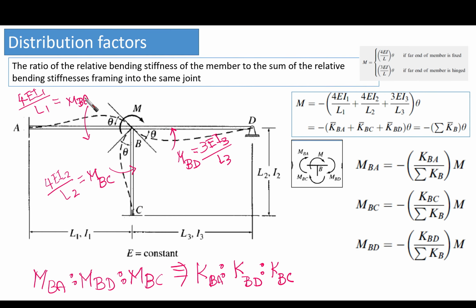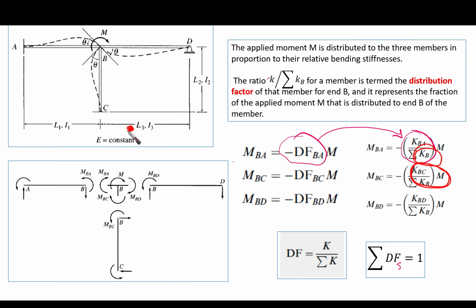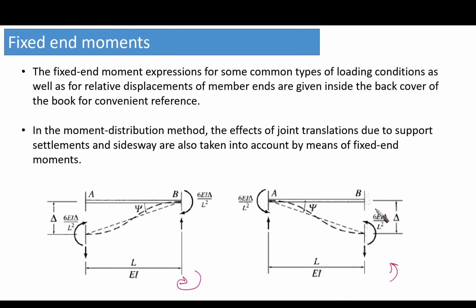Okay, and then the distribution factors, we said that it is the ratio of the relative bending stiffness of the member that is going to be developed to resist the moment. So what is the distribution factor? Simply, it is the relative bending stiffness over the summation of all relative bending stiffnesses framing into the point itself. And the last thing, the summation of distribution factors should equal 1. And the fixed end moments, you can find in the back cover.